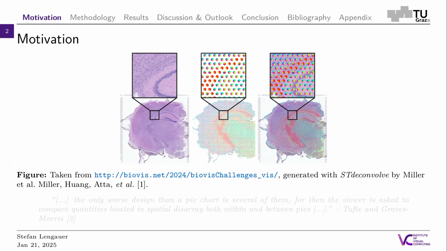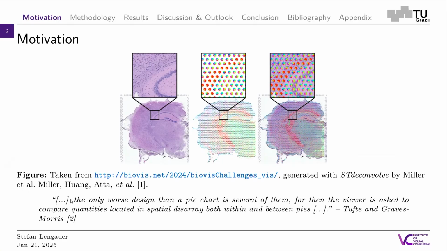Pie charts are just not very good in small multiples visualization. I think it was also quite fittingly described by Tufte and Graf Morris with the words, the only worse design than a pie chart is several of them, for then the viewer is asked to compare quantities located in spatial disarray, both within and between pies. So much on the objective of the challenge, which was basically to come up with a design which can improve upon this sort of standard visualization.